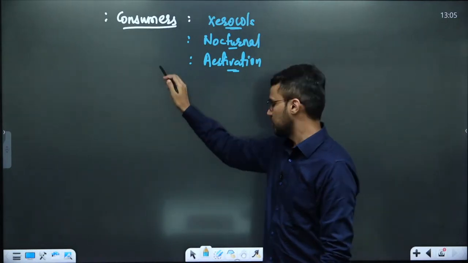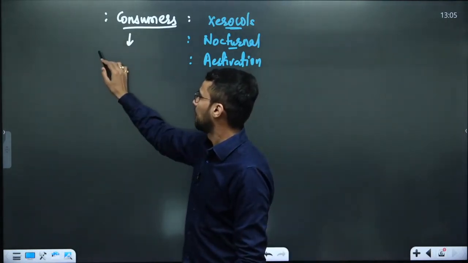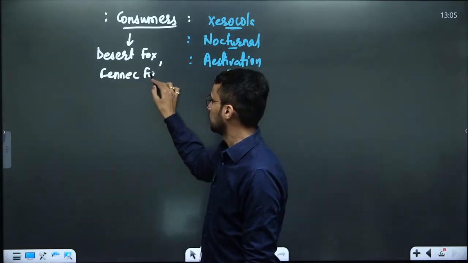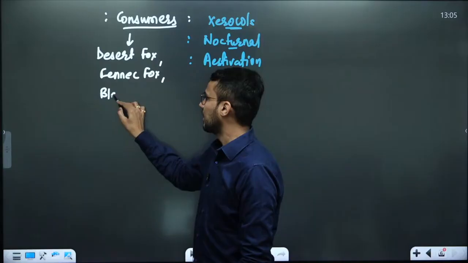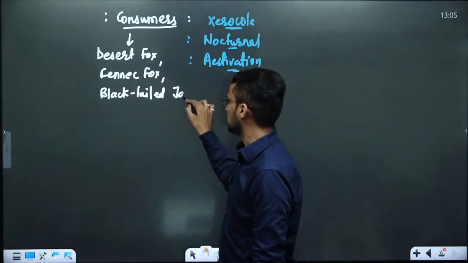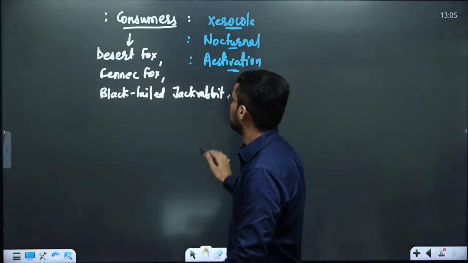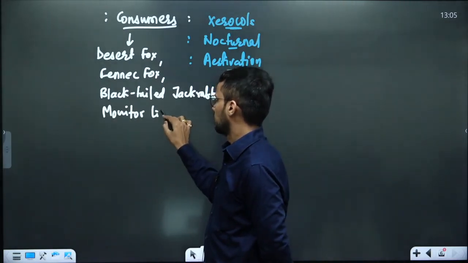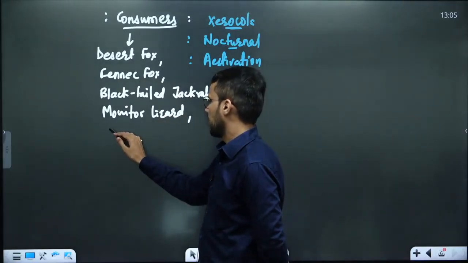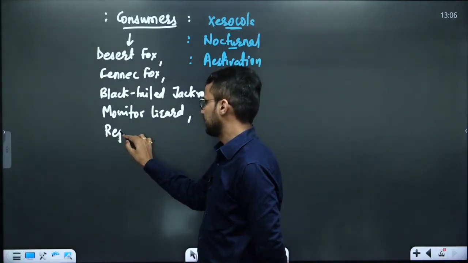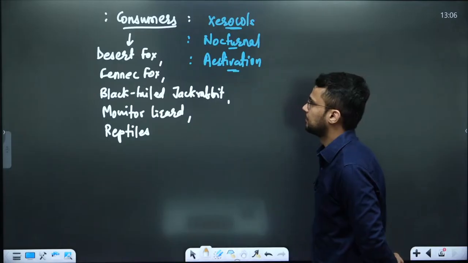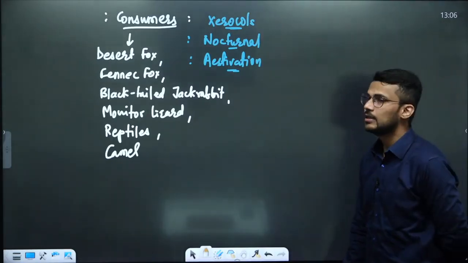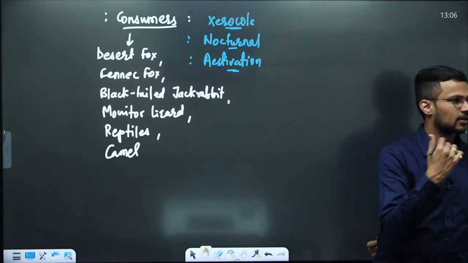ये हमने रेफर किया. Examples you can write as desert fox, fennec fox, black-tailed jackrabbit, then you can write monitor lizard, then reptiles, your favorite camel. ऐसे एनिमल्स हमें देखने को मिलेंगे इन डेजर्ट एरियाज. क्लियर? यस, एनी डाउट?